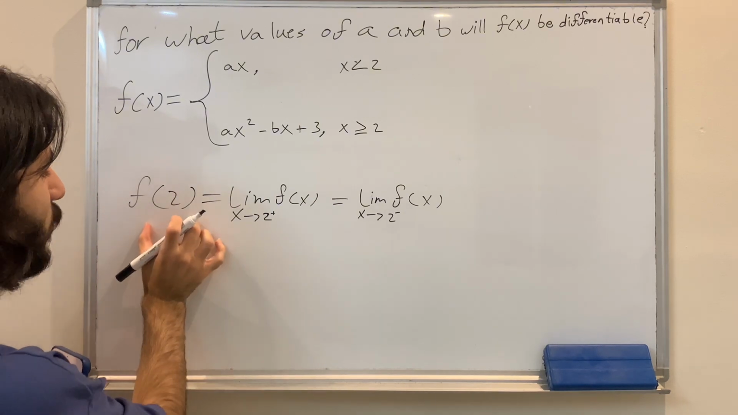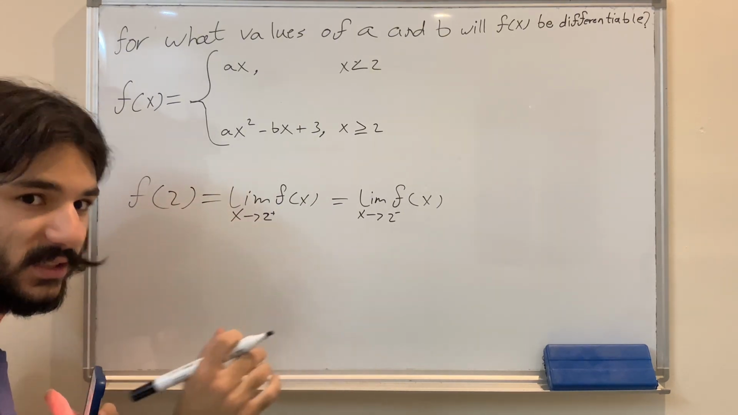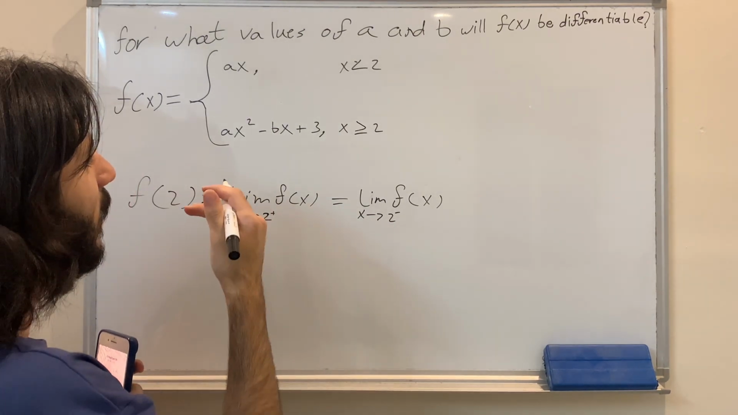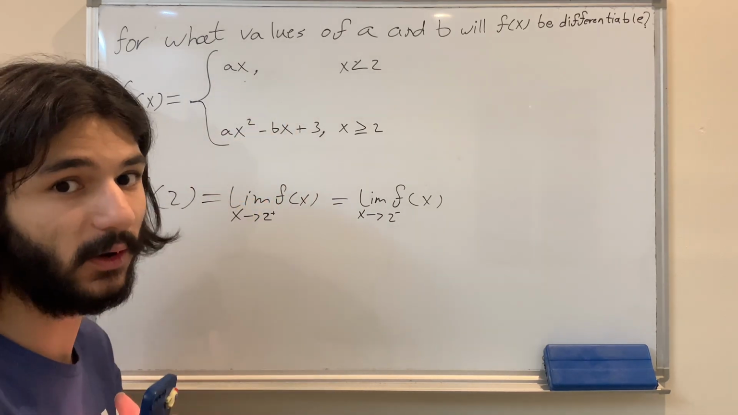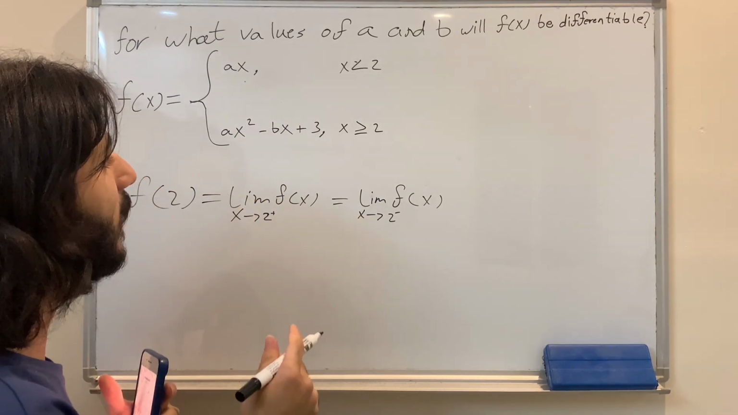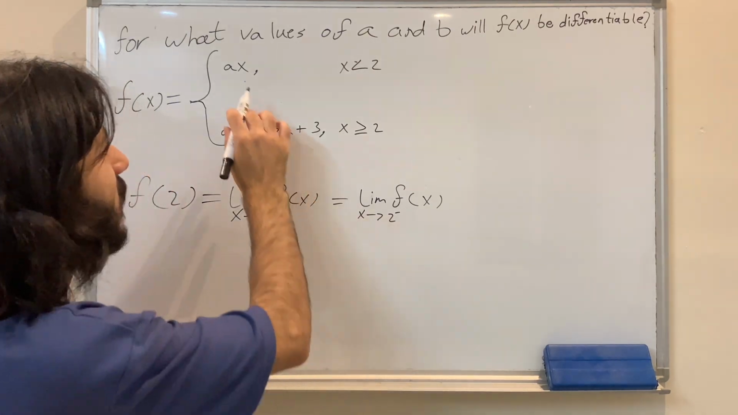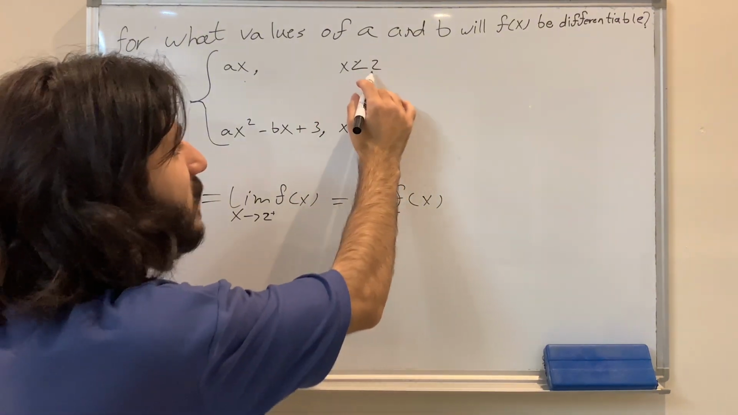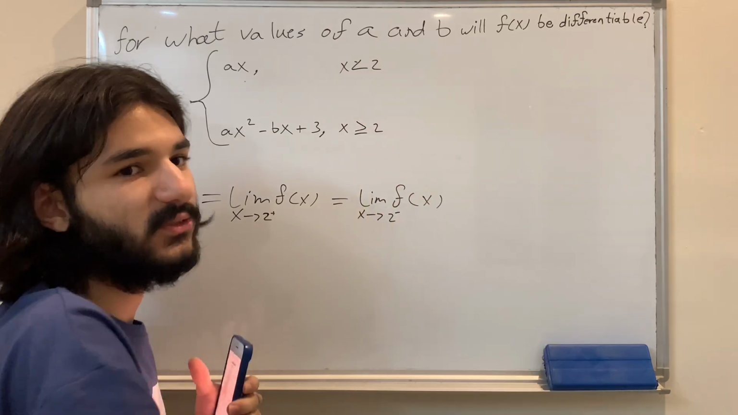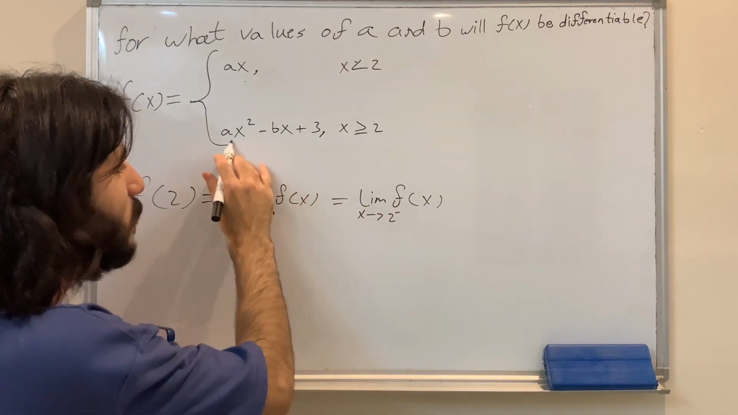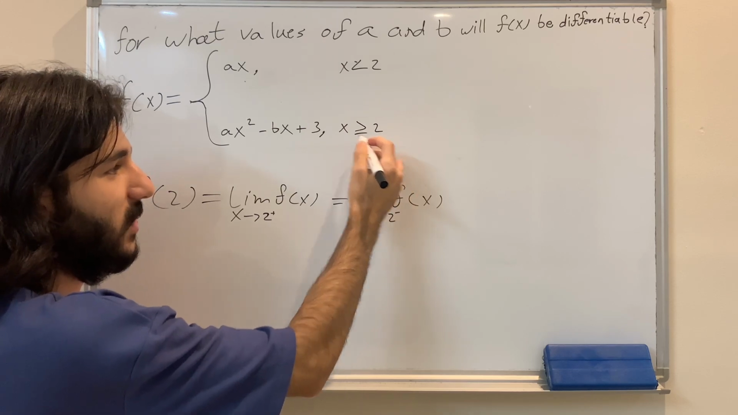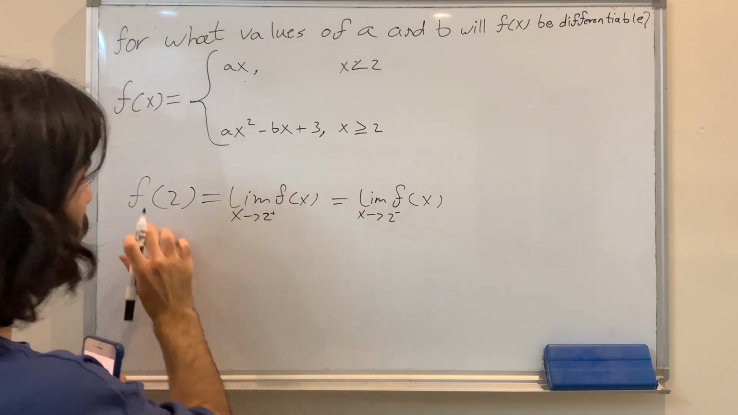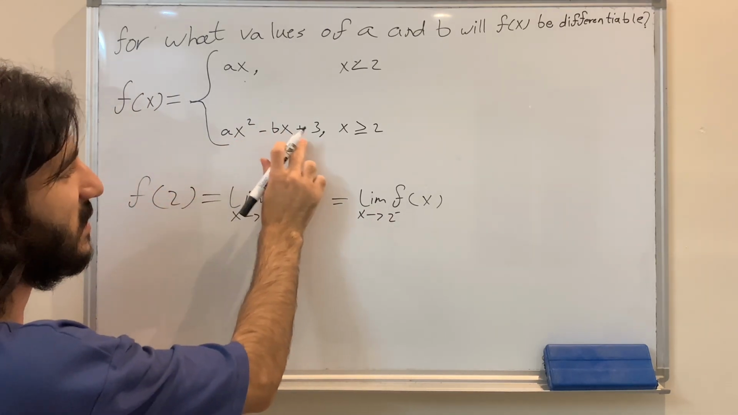Now, f of 2, this part is tricky. Why? Because if you plug in f of 2, you'd think, maybe you could put it in this because it seems simpler and you'd get 2a. But that's wrong. Why? Because this function is not defined for x equals 2. So you can't really define it. But this one is defined for x equals 2 because, as you can see, it's x greater than or equal to 2. So for f of 2, we just plug in the 2 into this.